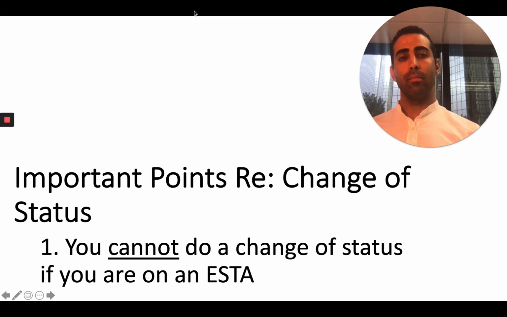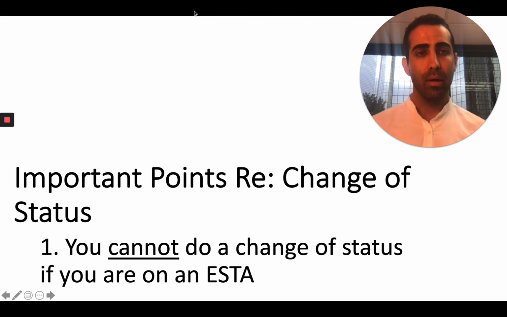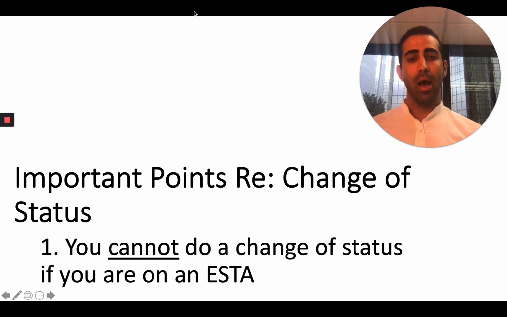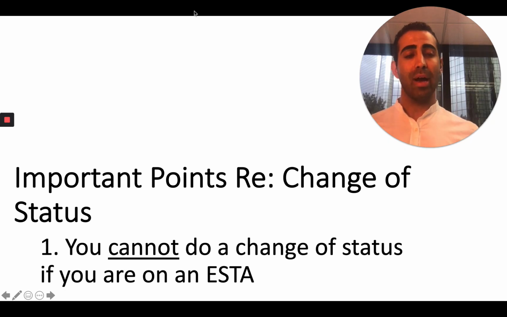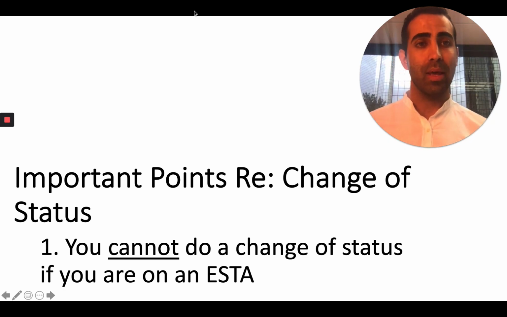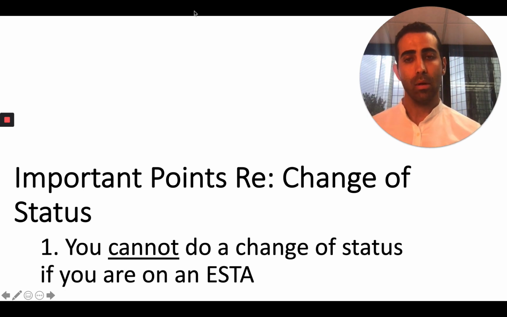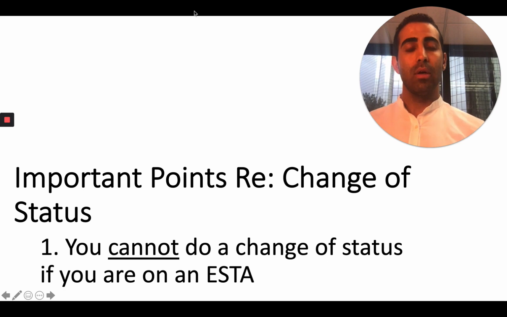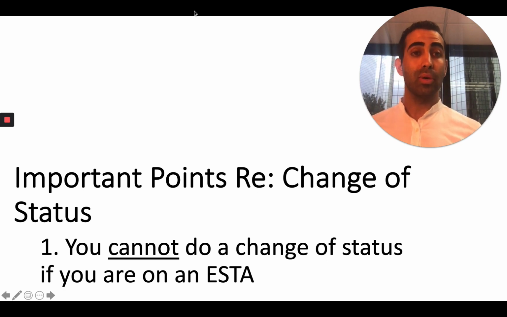And now that we've discussed the benefits, I want to talk about some important points that you should know about doing a change of status. And the first important point is that you can't do a change of status if you're on an ESTA, which is a visa waiver. If you're on an ESTA, you can't do the change of status. Rather, you would have to go and apply for the visa at a consulate abroad. So that's just one thing that's very important to be aware of. If you're on a B1, B2 visa, you can do a change of status, but you can't do it if you're on an ESTA.